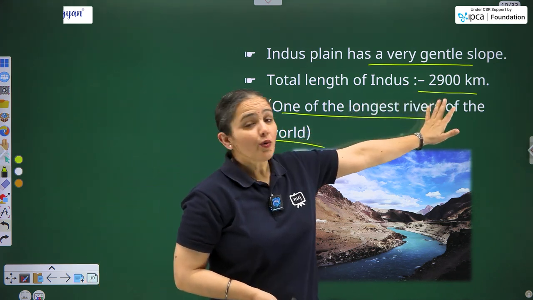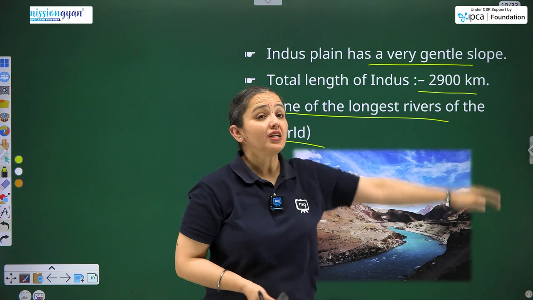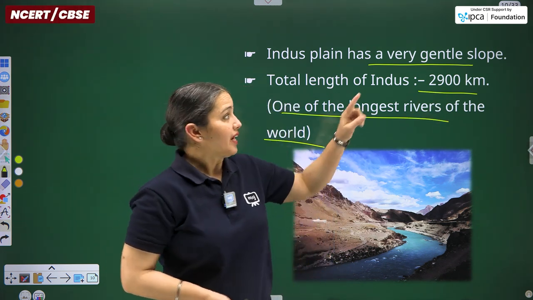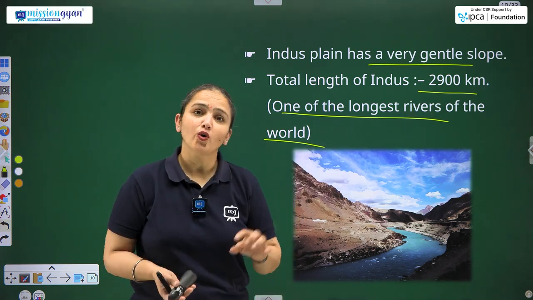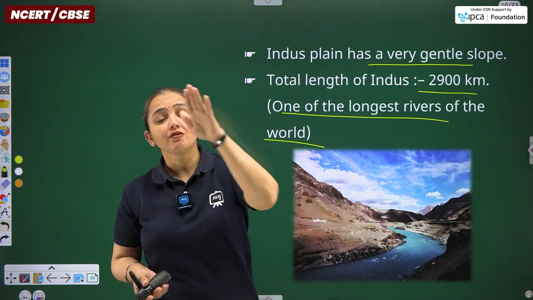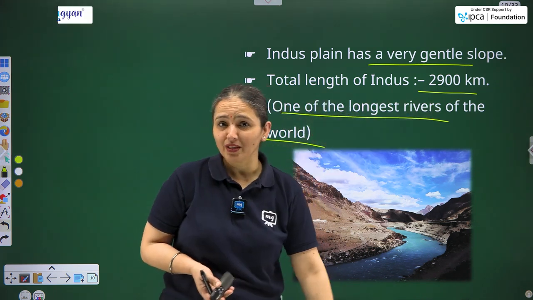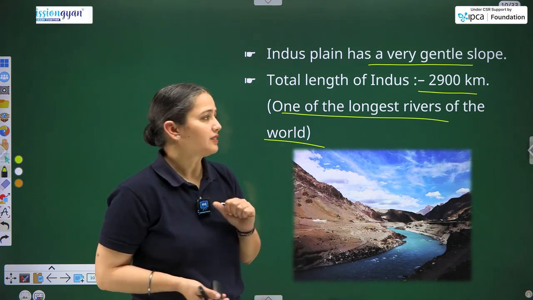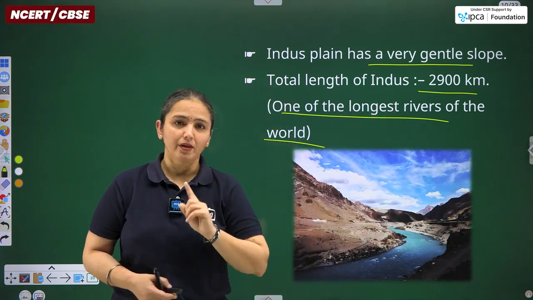But what I want to state over here is that the length of the Indus River is 2900 kilometers, so that is longer than the Ganga. Still, the entire flow of 2900 kilometers does not lie in Pakistan or India individually. It flows through the region of India and Pakistan collectively for the length of 2900 kilometers. That's why it's not the longest river of India, nor of Pakistan, but it is one of the longest rivers of the world.